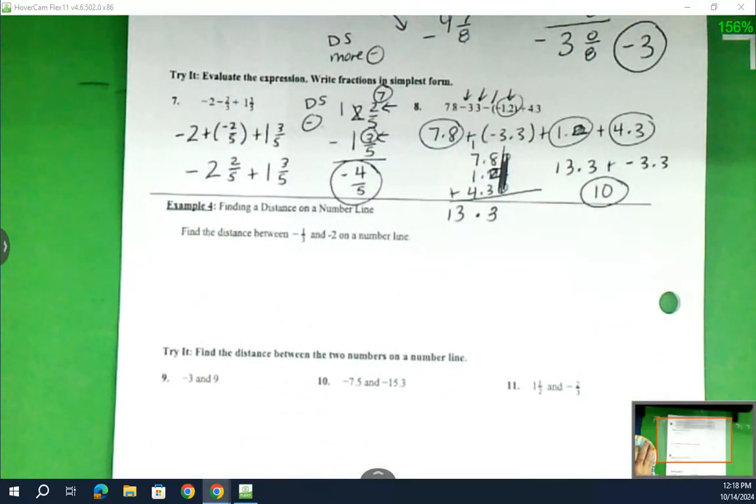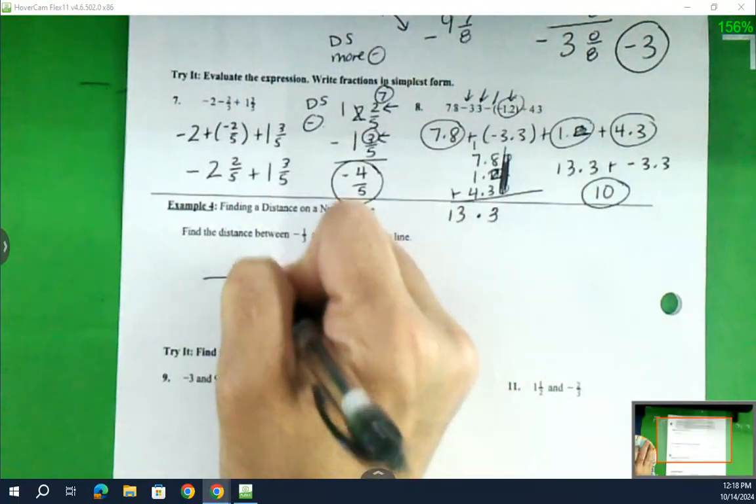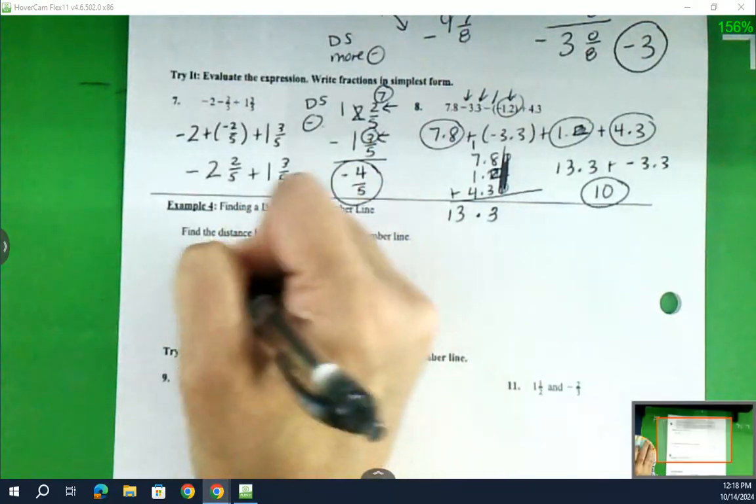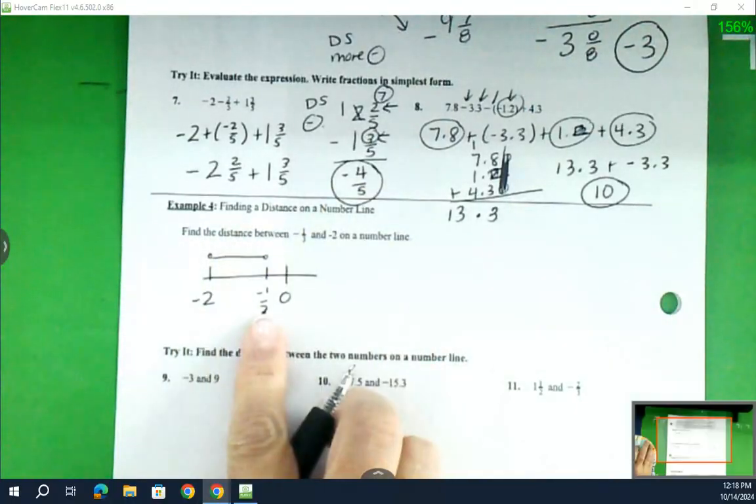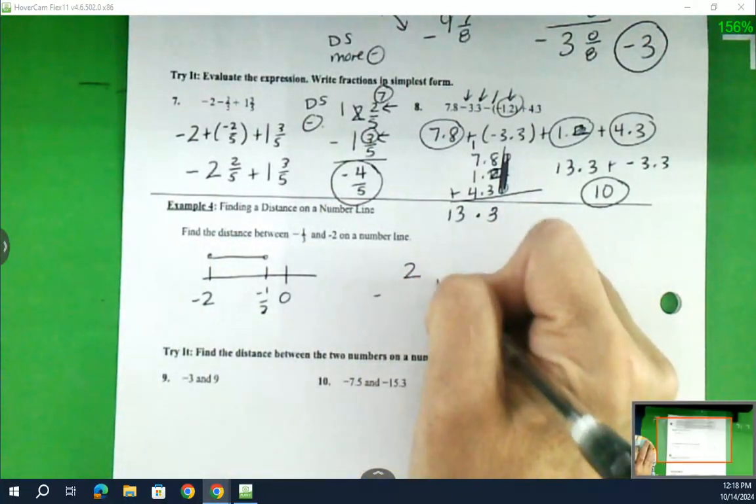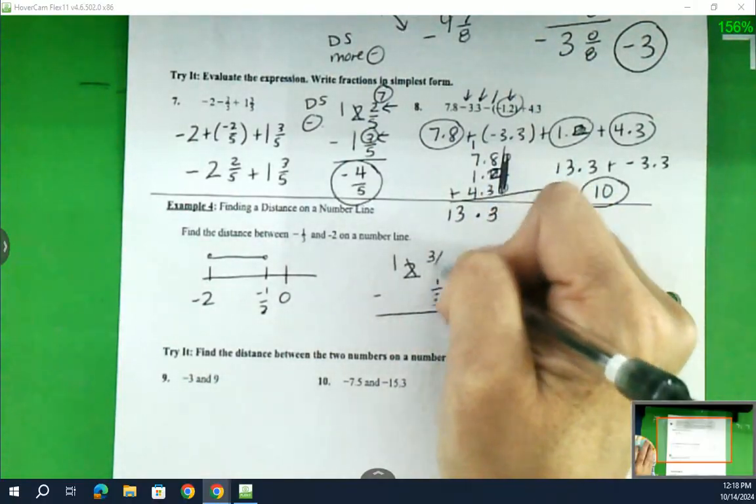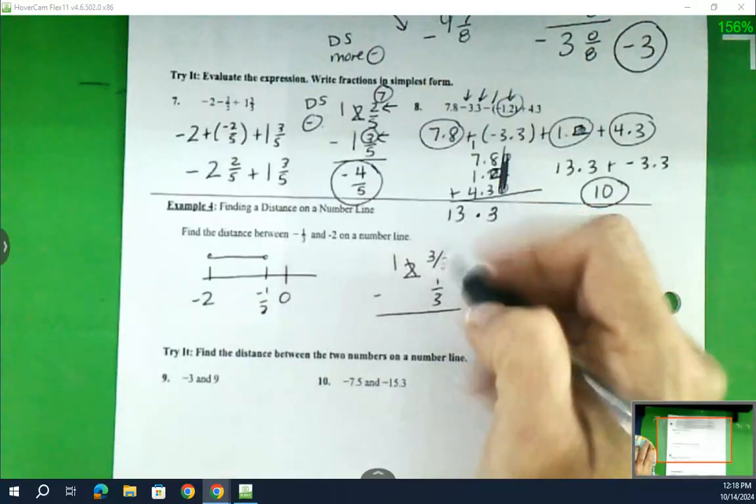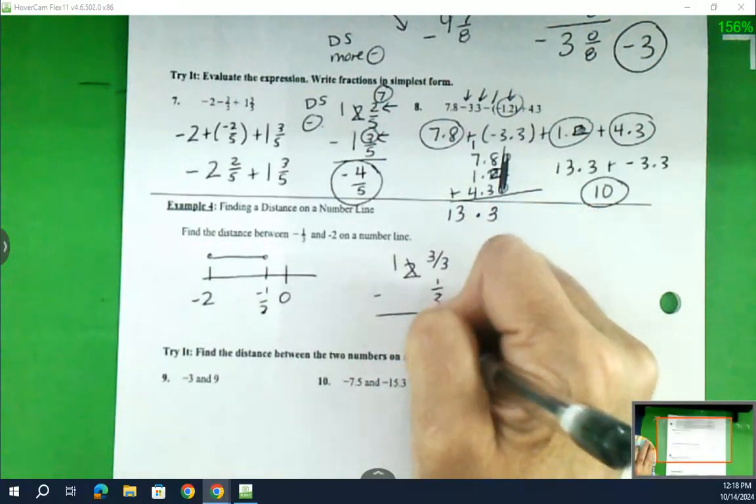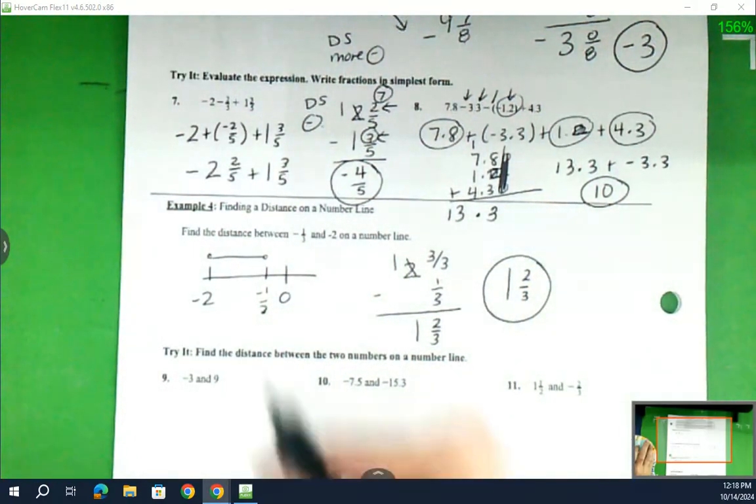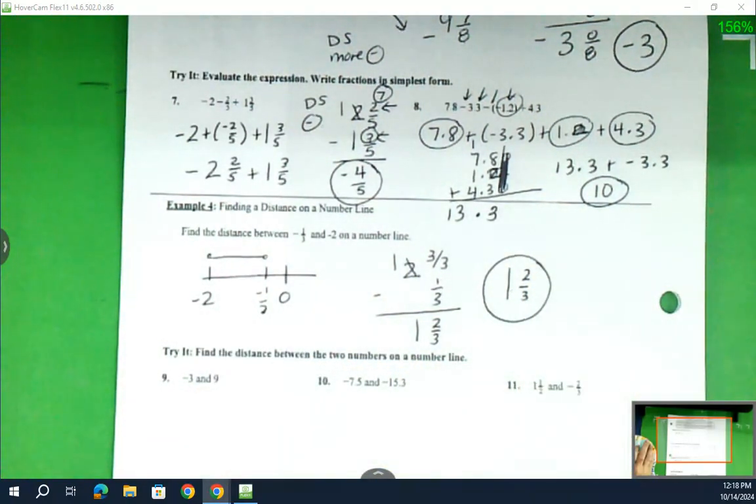Okay, finding the distance on a number line between two numbers. Find the distance between negative 1/3 and negative 2. So negative 1/3 and negative 2 are on the same side of that number line. That's the same thing as the difference between 2 and 1/3. So I'm going to do 2 minus the 1/3 here. And we can change the 2 to 1 3/3. 3/3 minus 1/3 is 2/3. And 1 minus nothing is 1. Remembering that distance is always positive. So the distance between these two numbers is 1 2/3.